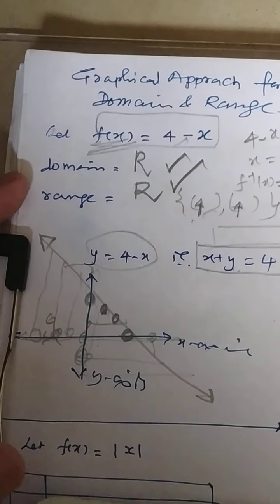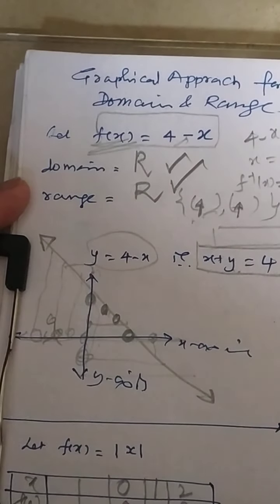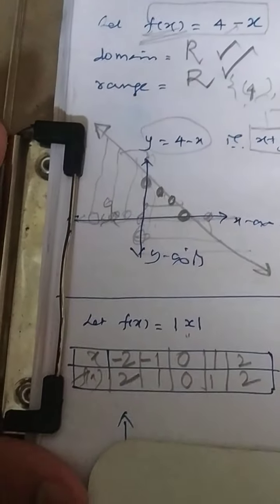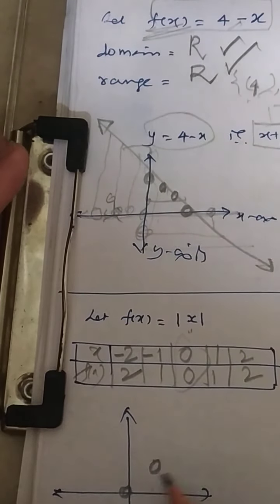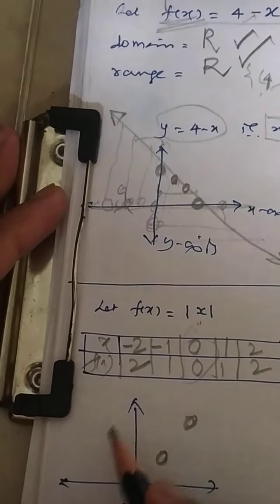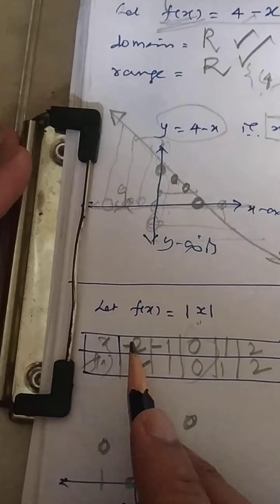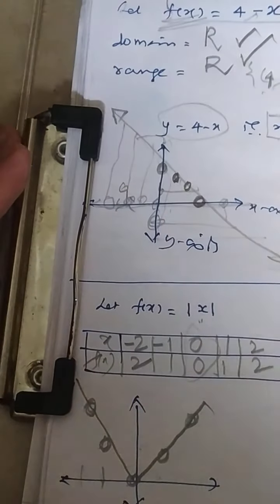Okay. See the next function, f of x equal to mod x. So I am writing x and f of x so that plotting the points can be easy. For 0 I will get 0, for 1 I will get 1, for 2 I will get 2, for minus 1 if you are replacing here, then I will get 1, and for minus 2 also I am getting 2. So I am trying to plot the points. This is 0 comma 0 here, 1 comma 1 is somewhere here, 2 comma 2 will be somewhere over here, minus 1 comma 1 and minus 2 comma 2 on the other side. So if you plot the graph you will get it in the form of a V shape.